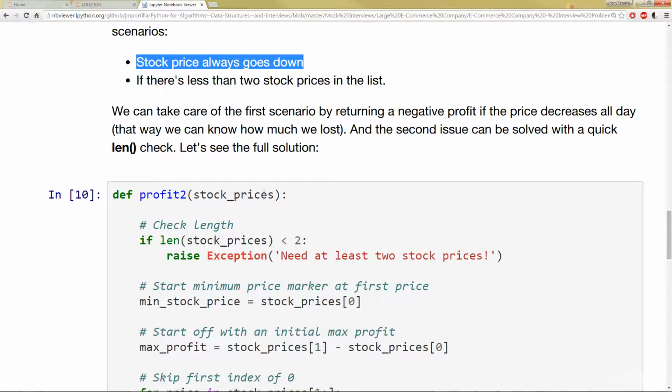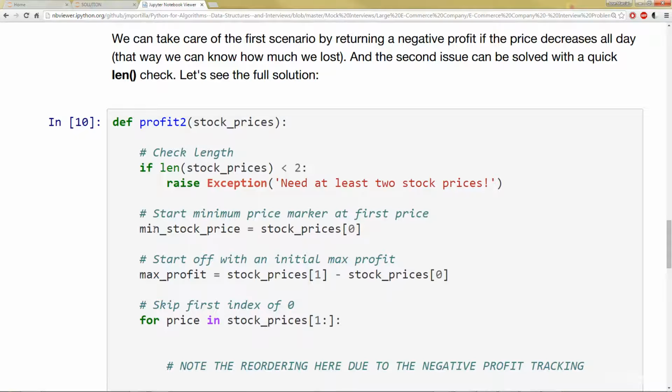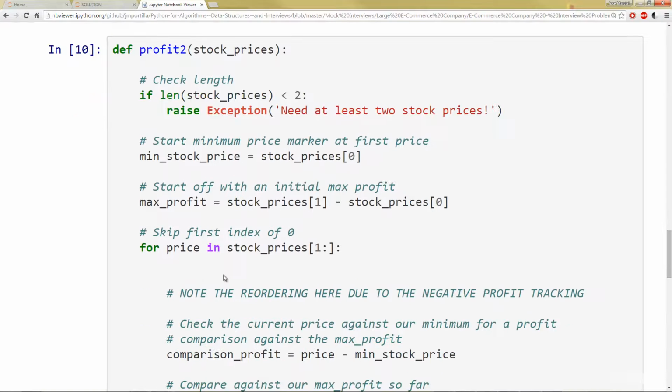So how do we actually do this? Again, we start with a minimum price marker, set it as the first price. And here's where it's a little different. We start off with initial max profit, which is just the second element minus the first element. So index 1 minus index 0, that first possible profit.